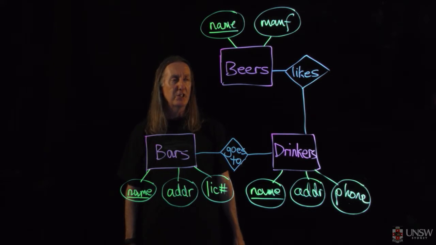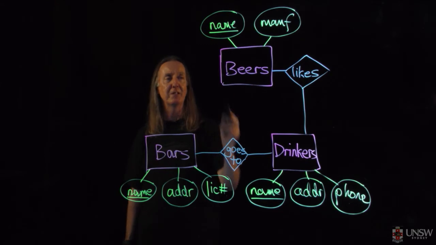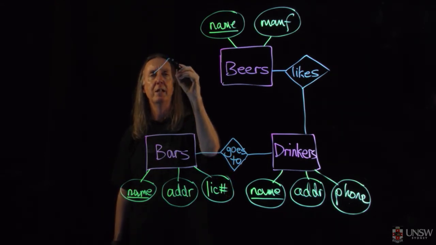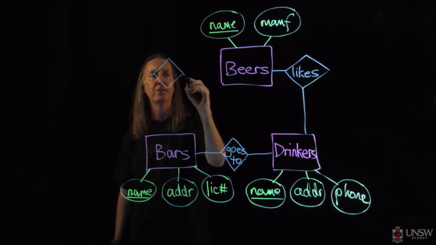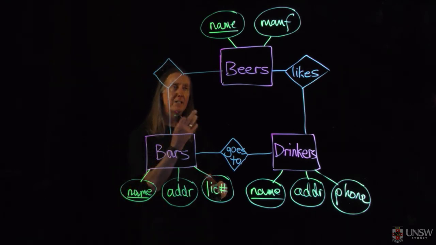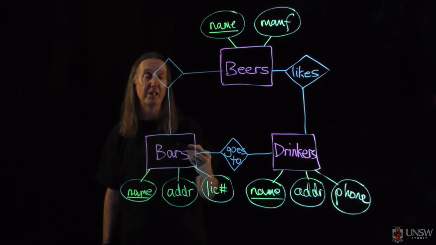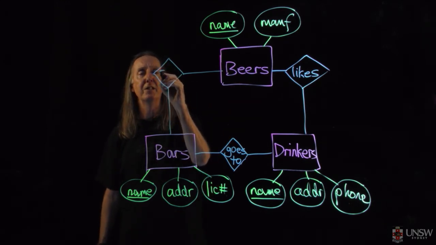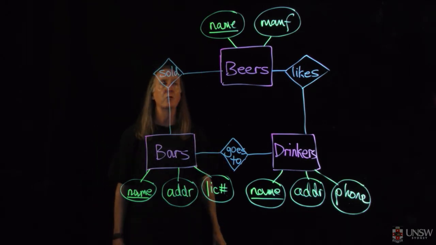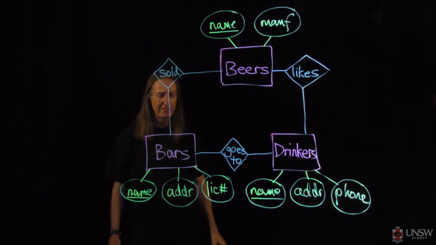The final relationship, we're running out of possible relationships that we can have between the entities in the system, but the final relationship is between beers and bars. And that relationship is to do with the fact that a particular beer is sold at a particular bar, and a particular bar sells a particular set of beers. So we'll have the sold relationship. A beer is sold at a particular bar.